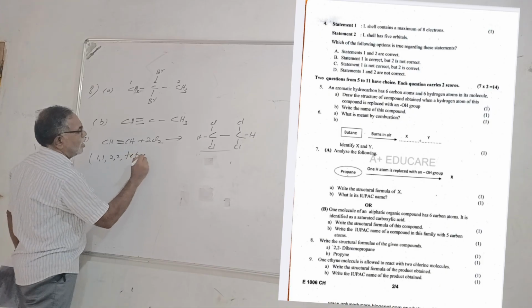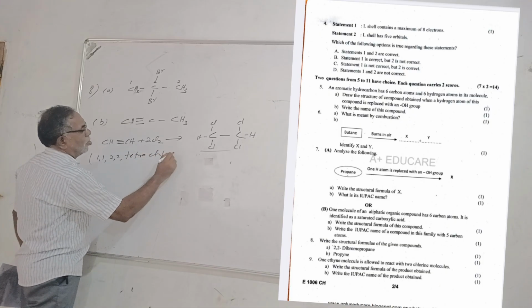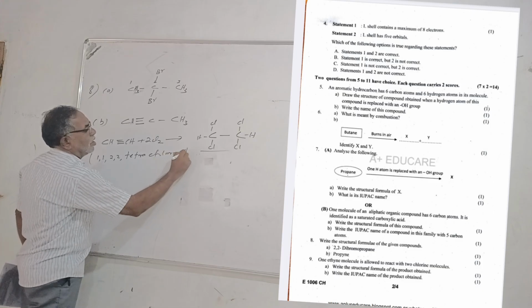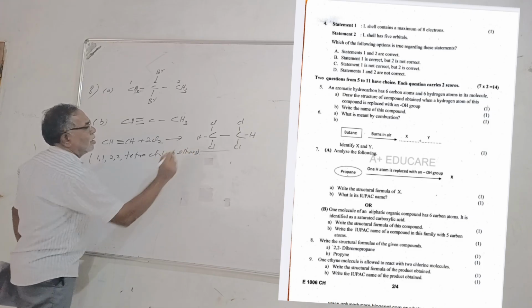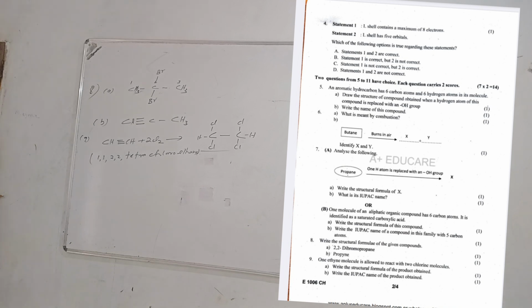So we can write tetrachloroethane. The IUPAC name of this compound is 1, 1, 2, 2 tetrachloroethane.